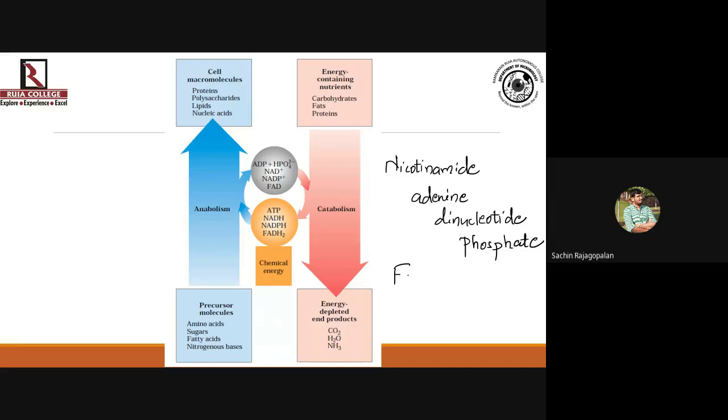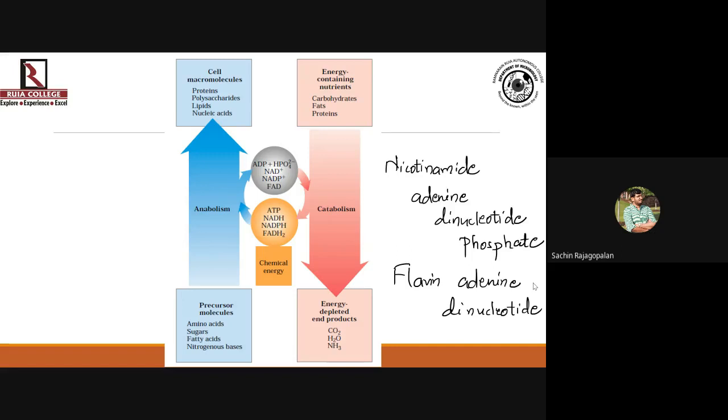Okay? While for FAD, it's flavin adenine dinucleotide. So all these compounds that you see over here, NAD+, NADP+, FAD, all these will accept hydrogen while oxidation is taking place of the substrate. And those hydrogens which are removed from the substrate will be taken up by these molecules. And that's how you get NADH, NADPH, FADH2.